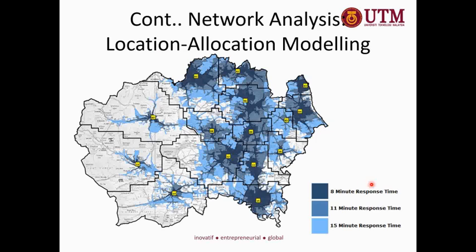Okay, so this one is 8-minute response, 11-minute response, and 15-minute response. So this is the most concentrated area of response, maybe for firemen or hospital and so on. Then the 11 minute, and then the 15 minute, and other than that is out of reach, maybe. So from this analysis, maybe we need to have another hospital over here, and over here, this area, not only concentrated on this area. So based on this analysis, we can create a new hospital or fire office, fireman office, and so on.